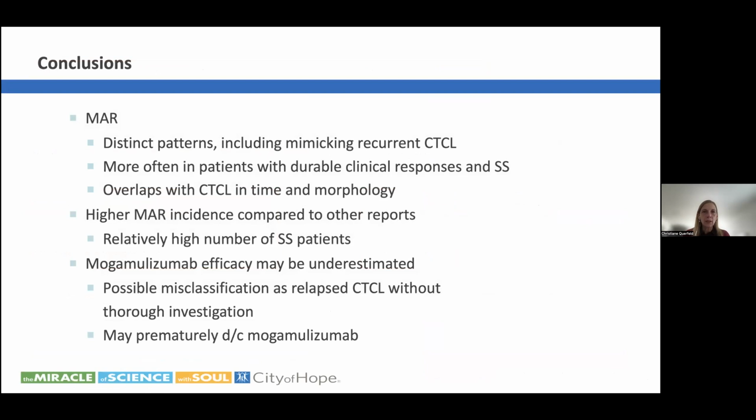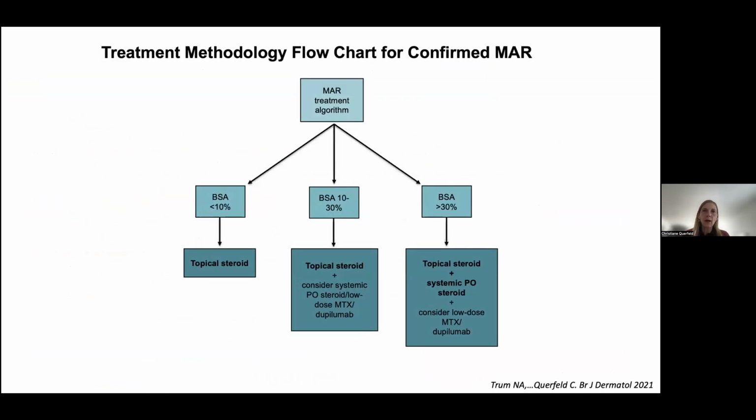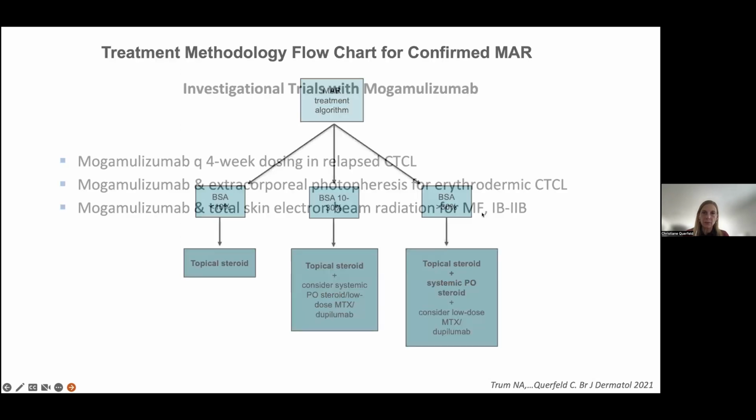So how do we treat it? Basically it's according to toxicity guidelines, and this is a recommendation. If it's less than 10% of the body, topical steroids would do. If it's between 10 and 30%, consider also adding systemic steroids. In selected cases we used oral methotrexate as well as dupilumab, only to treat the rash for a short time. And more than 30% definitely needs systemic steroids.